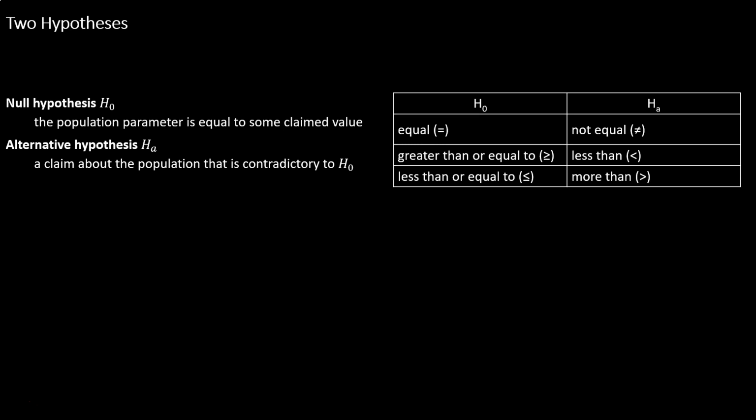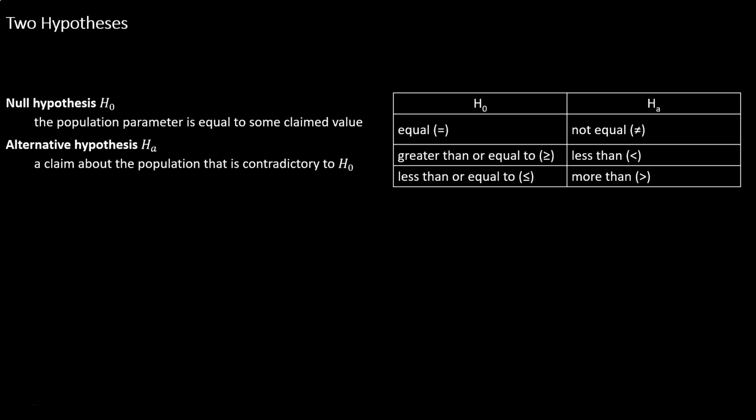So any null hypothesis will have to include an equal sign, a greater than or equal to sign, or a less than or equal to sign. Now in most scientific journals, they will only use an equal sign, but for building up our statistics muscles, we're going to use all three so that we can see the contradictions between the two hypotheses.